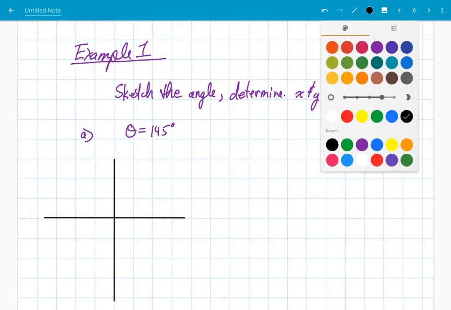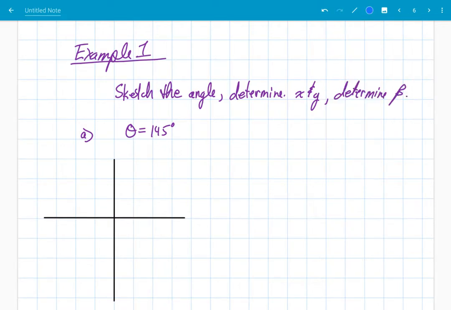Which quadrant will this be in? Well, the initial arm's on the positive x-axis. The terminal arm, it's more than 90, so it's not in the first quadrant. It's less than 180, so it is in the second quadrant, just like that, perhaps. And there you go. I sketched the angle, and I can label it 145 degrees. So we determine the angle.